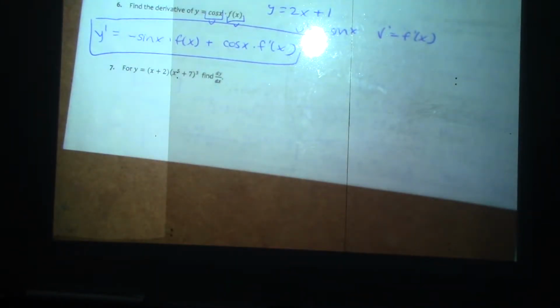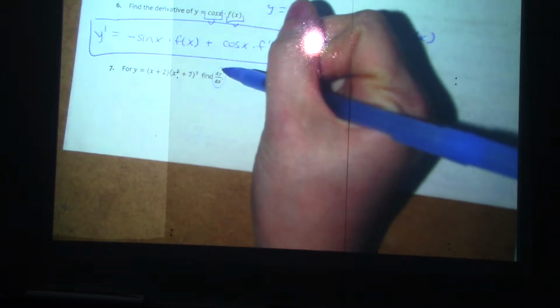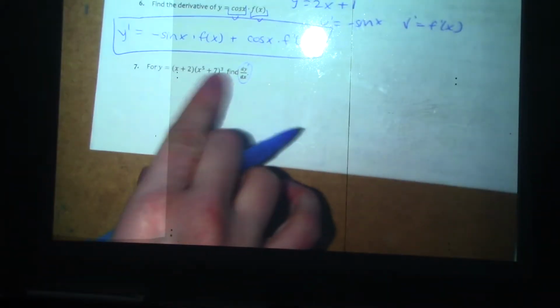7, I want to find dy dx. Dy dx is just saying find the derivative, so I'm just asking you to find, it's the same as if I said find y prime or just find the derivative. Here I have product rule, but within product rule I've got this chain rule, so I'm going to call this u, call this whole thing v.